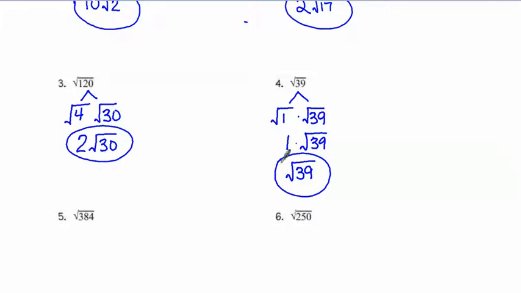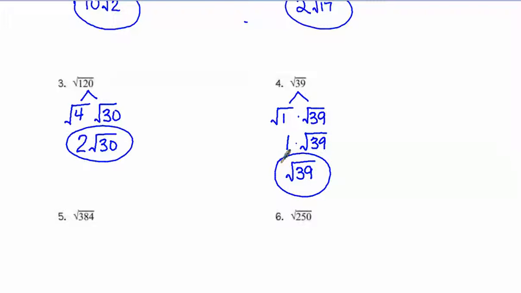Now what we would say about this particular type of square root is that it does not simplify. Meaning there was no value other than 1 that evenly divided into 39 off of our list of perfect squares. When that happens, don't write the 1 out at the front.